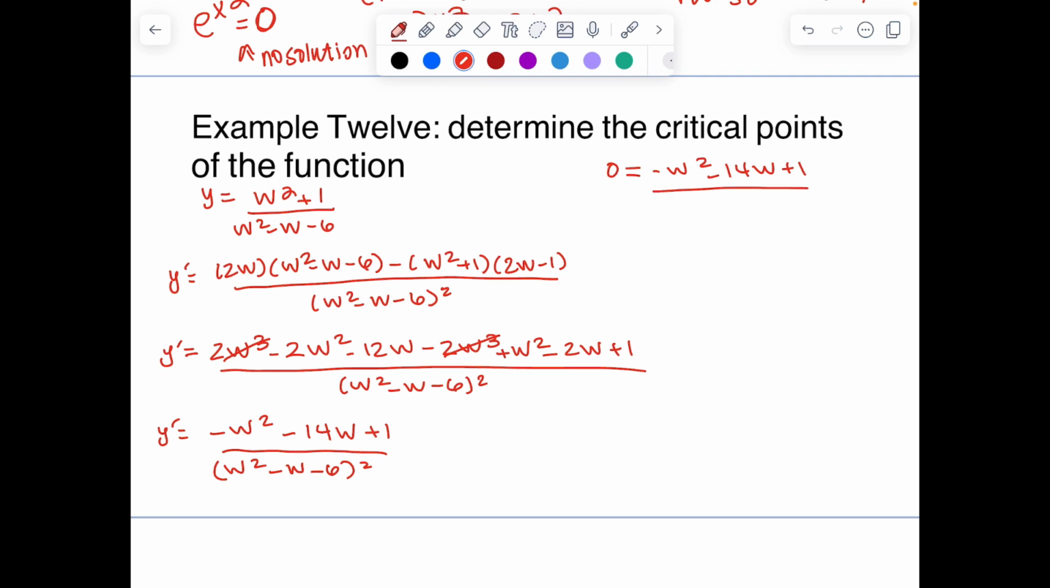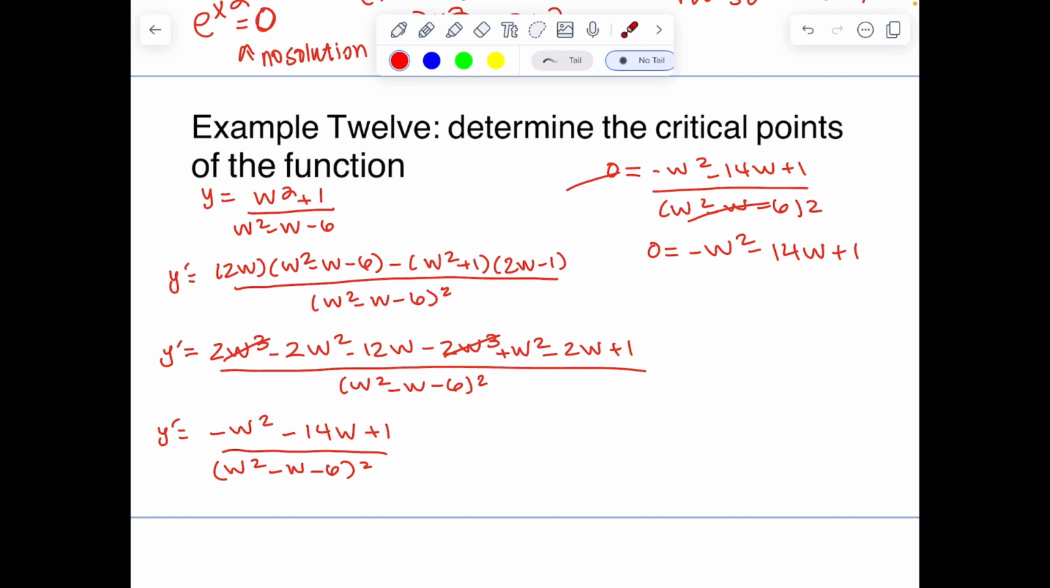At this point, you guys might have realized that these denominators just end up canceling out, and that's going to happen here again. So they just cancel out because if you multiply anything by 0, it goes away. So now you have 0 equals negative w squared minus 14w plus 1. So the question is, is there anything that multiplies to negative 1 and adds up to negative 14? The answer to that is no, so we're not going to go with that.